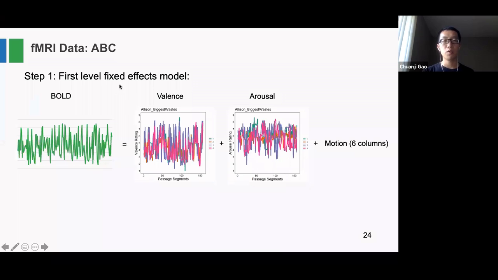So first of all, we do a first level fixed effects model. For each subject, the dependent variable is the BOLD data. Here I'm just showing fake data for one voxel's BOLD data. We have, for example, 1 to 150 segments, so we have valence ratings along the listening of the narratives, and we also have the BOLD data from the first TR to the last TR. The BOLD data is the dependent variable, and we have valence and arousal as predictors, and also some confound variables. So we can get the beta estimates at each voxel for valence and arousal. We mostly focus on valence here, and include arousal just to account for its possible confounds.